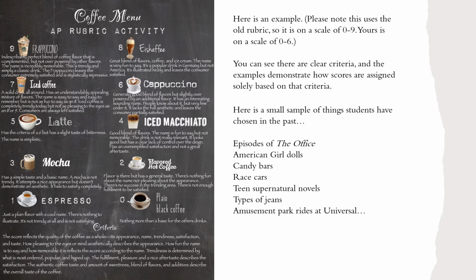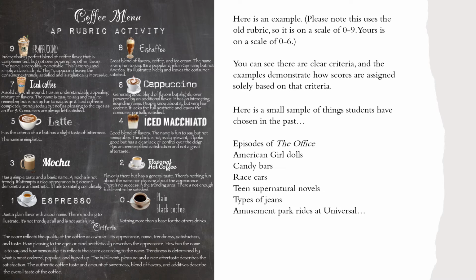A few of the student examples in the past that I pulled are a really wide variety of things, but I thought they'd be helpful. I had students do episodes of The Office, but you could do it for any TV show that you like. I did have a student do it for American Girl dolls, which was adorable. You could do it for candy bars if you were a chocolate fan, race cars, teen supernatural novels, there are certainly many of them, types of jeans that you like, amusement park rides at Universal if you're a thrill seeker, but you get the idea.